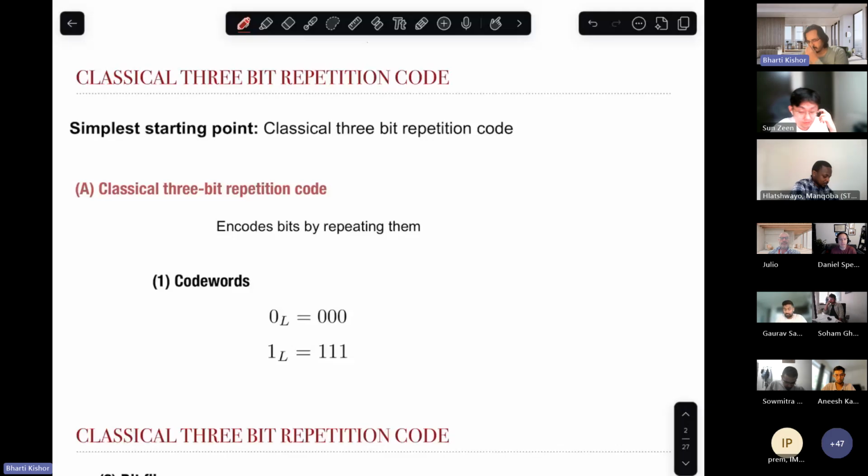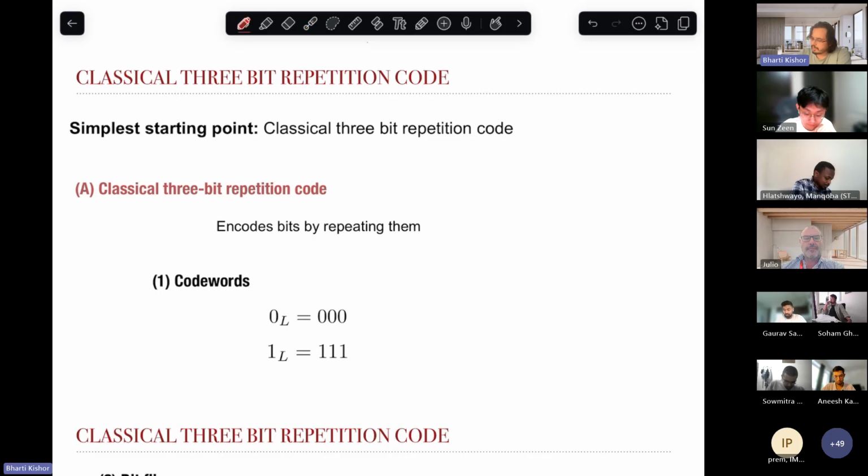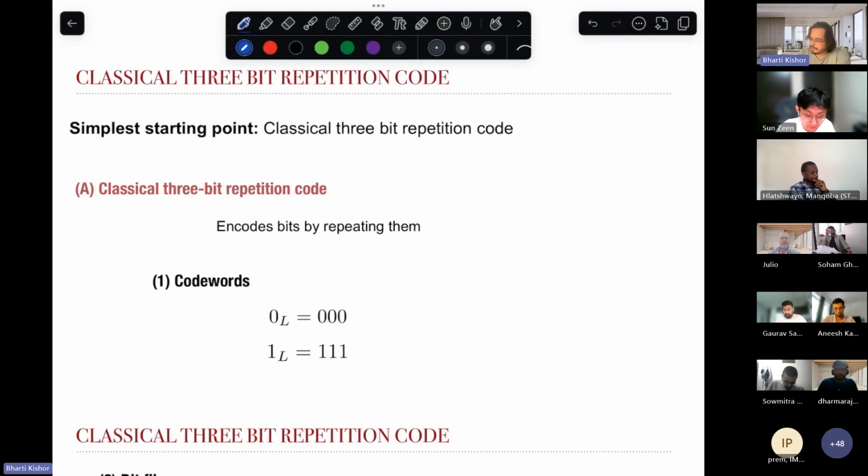So let's try to see what is classical 3-bit repetition code. As I said, it's the simplest starting point. Since we call it a repetition code, the idea is to encode bits by repeating them. You repeat bits, and that's how you do the encoding. So here we talk about the 3-bit repetition code. We take a bit 0 and we repeat it 3 times, and that's what we call 0 logical. If we take bit 1 and repeat it 3 times, we call that 1 logical. So those are our code words.